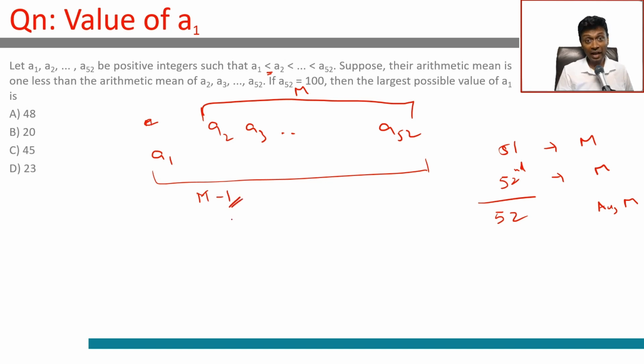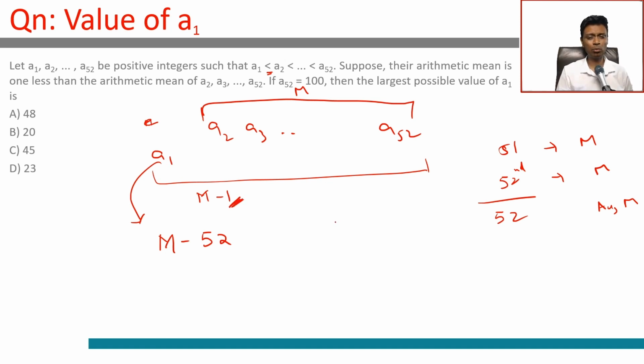That means the total should have fallen by 52. The average falls by 1. It's like you've taken 1 from each of these 52 entities. So that tells us our A1 should be M minus 52. Average of these 51 is M, and then you add one more. If that were M minus 52, then from an average of M, you're taking 1 on an average from each of the 52, the average would become M minus 1.